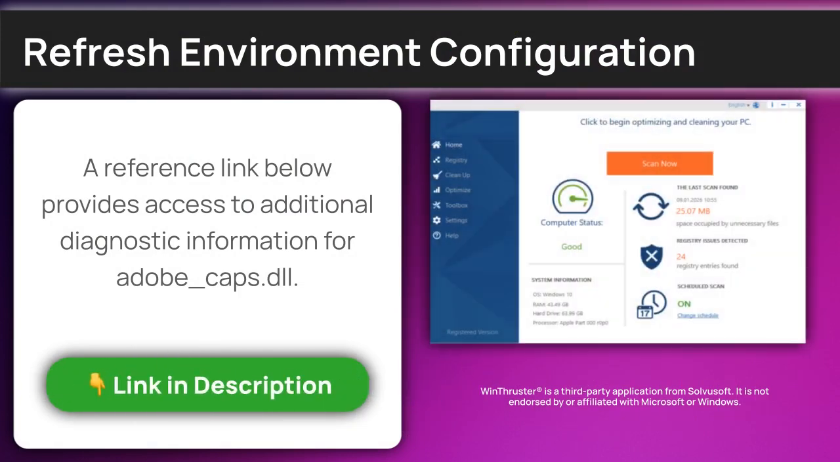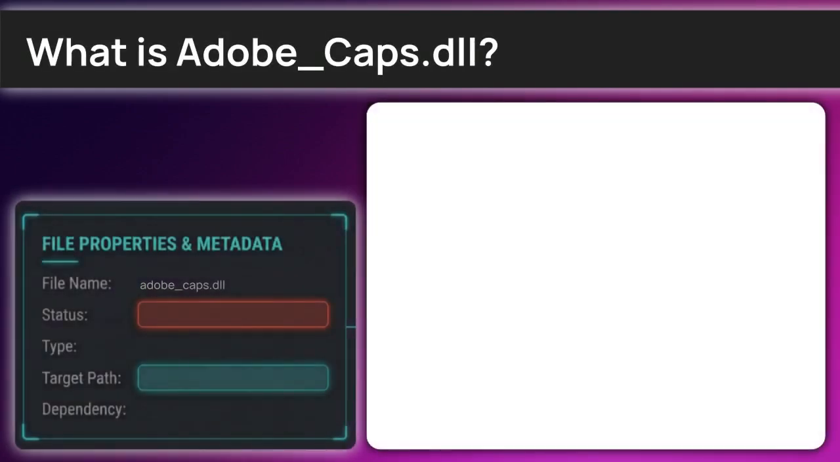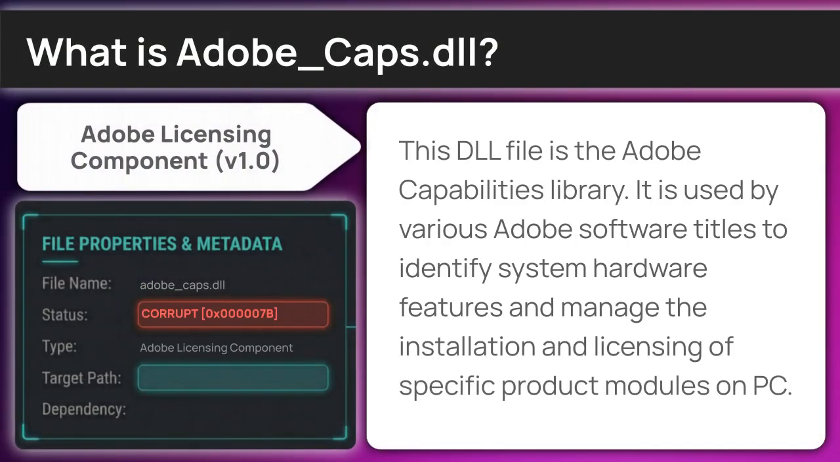This DLL file is the Adobe Capabilities library. It is used by various Adobe software titles to identify system hardware features and manage the installation and licensing of specific product modules on PC. Now that we've covered what the file does, let's jump into our first fix.